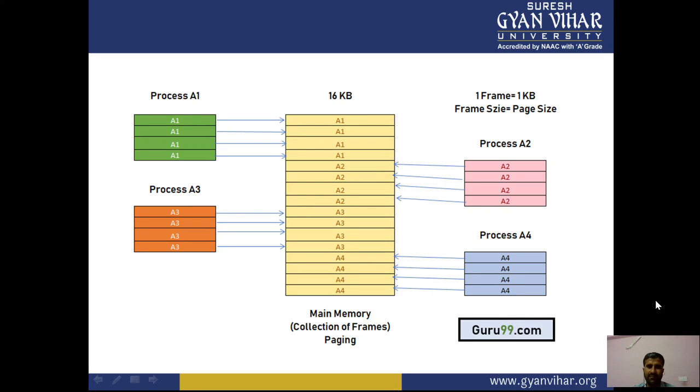If process A1 is required to be inserted, it can easily be inserted there. If process A2 is required to be inserted, the same applies. Each KB is divided into a frame, so one frame is equal to 1 KB, and frame size is equal to page size. So we can easily distribute the processes in main memory. Like A3, we can distribute its 4 KB using 4 frames, and likewise for A4.